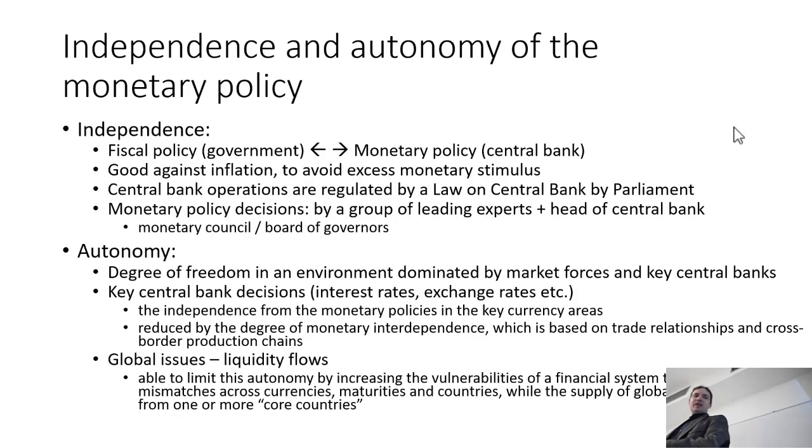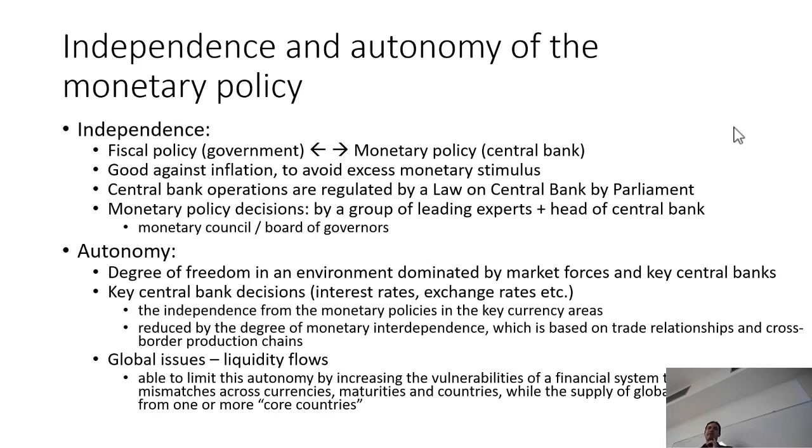So first of all, there is one key definition: the independence and the autonomy of the monetary policy. Because sometimes people, or even sometimes textbooks, big handbooks, are mixing them together or confusing them together.